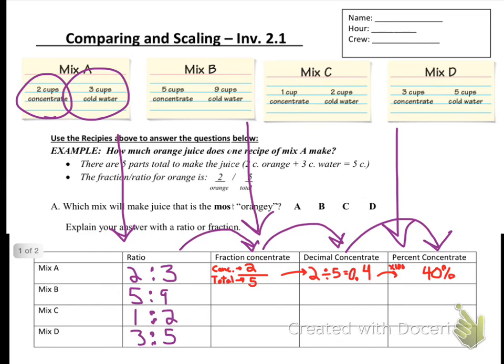Now go ahead and take about 5 minutes or so, maybe less, you guys are pretty smart, and see how quickly we can get the rest of these made into fractions, decimals, and percents. Go ahead and stop the video now and solve this problem.